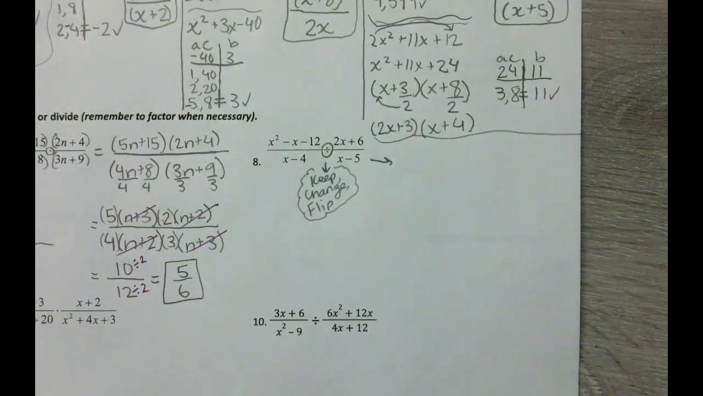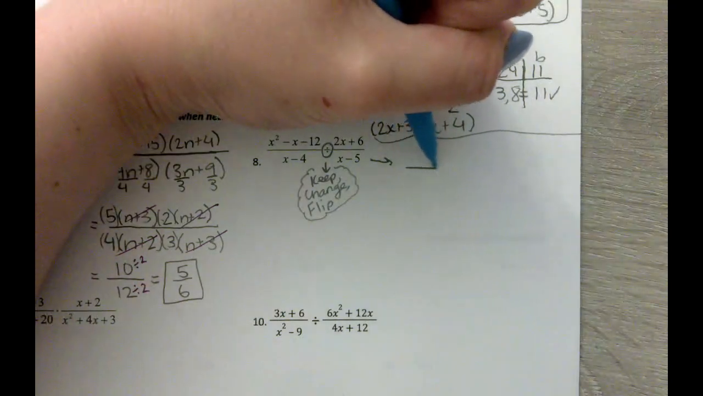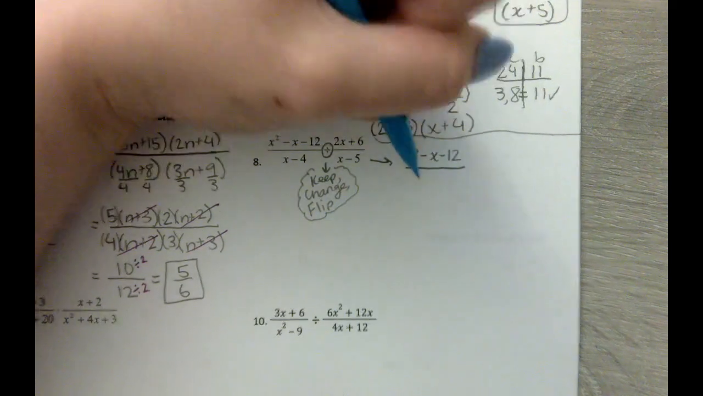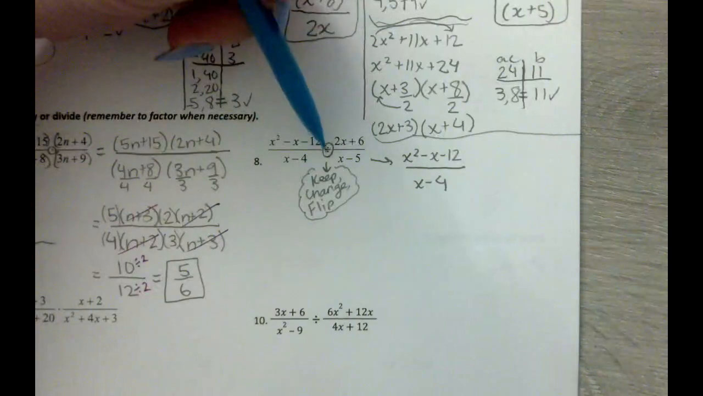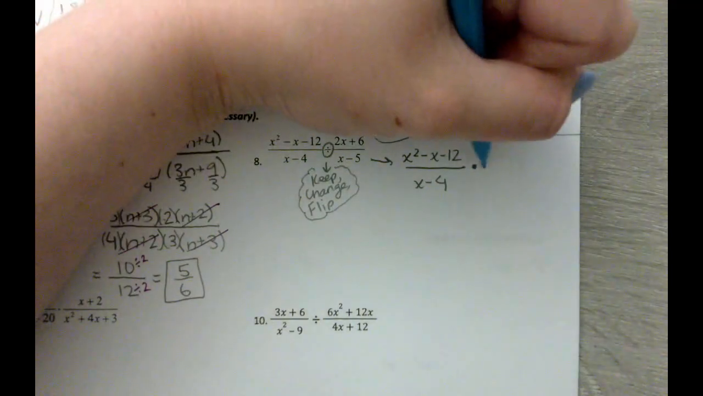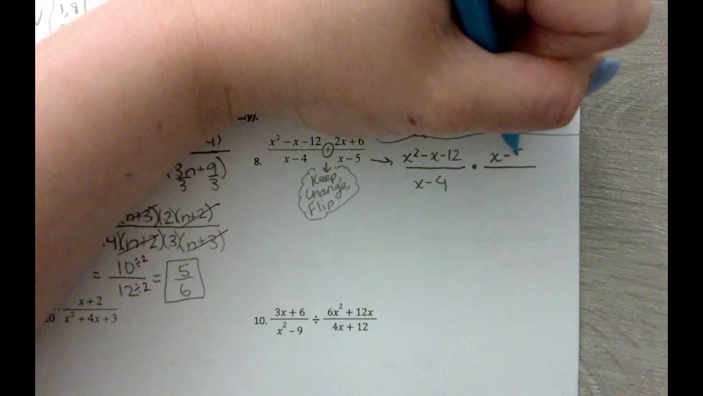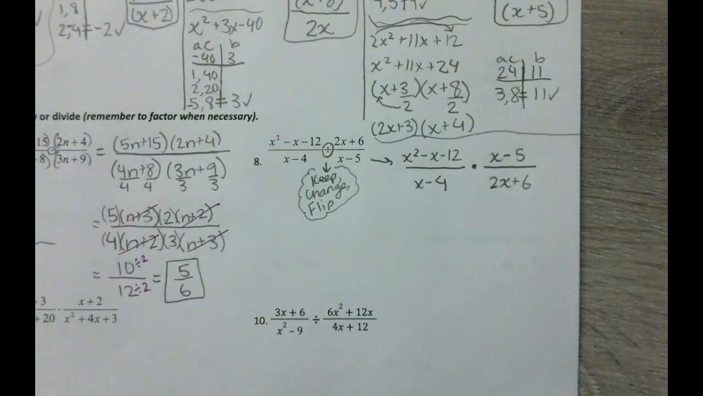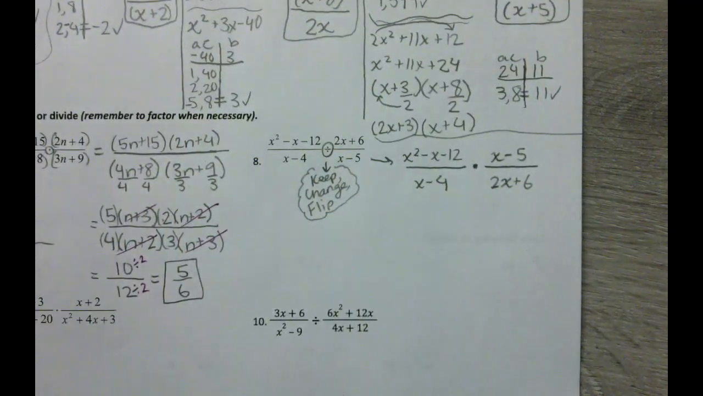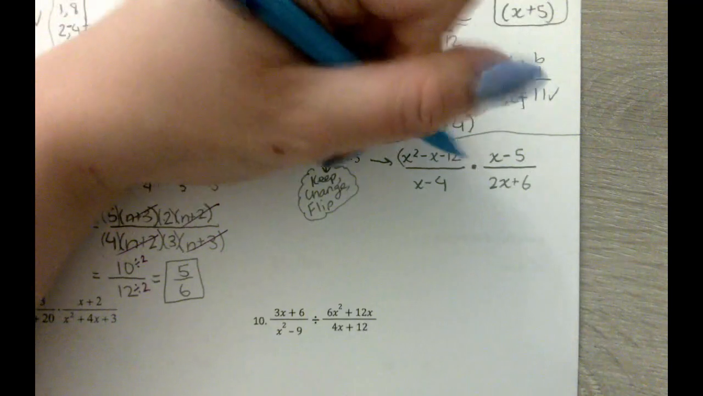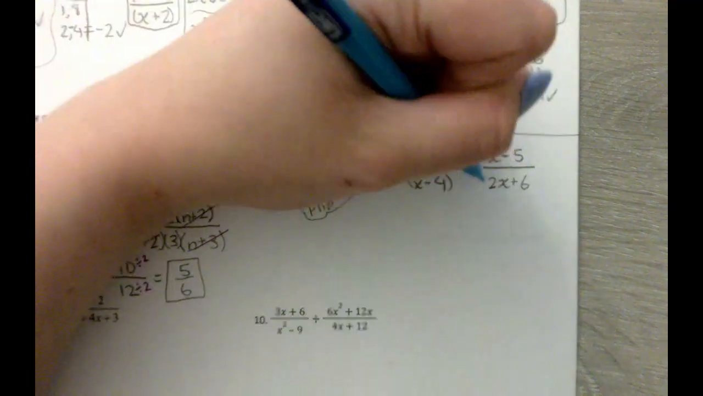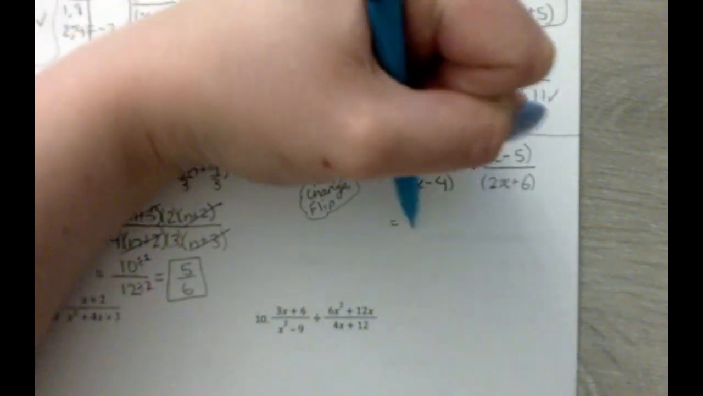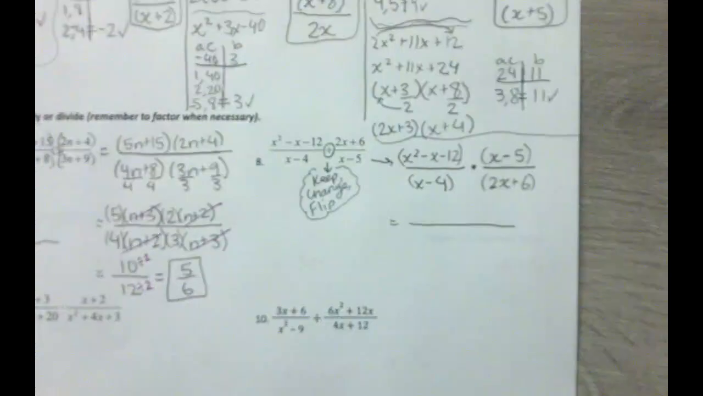So let's rewrite the problem correctly. Keep the first fraction the same. X squared minus x minus 12 over x minus 4. Change division to multiplication. Times x minus 5 over 2x plus 6. From here we can multiply. So again, when I say that, I mean just put the terms together. Don't make it super complicated.